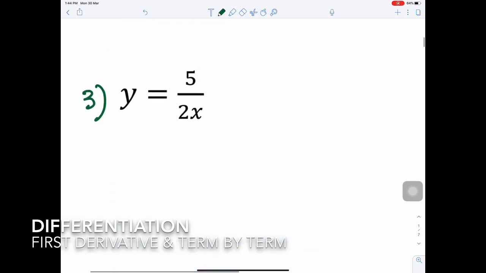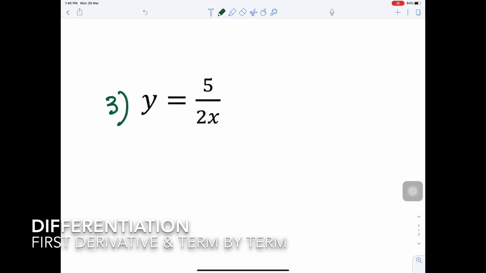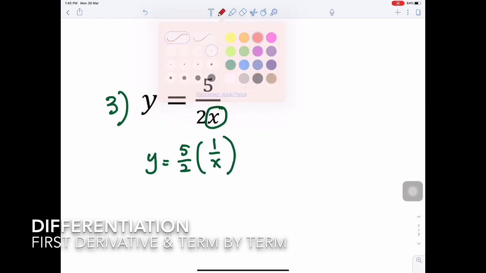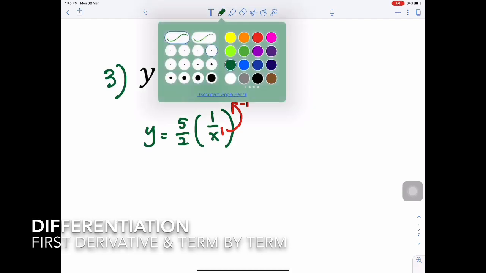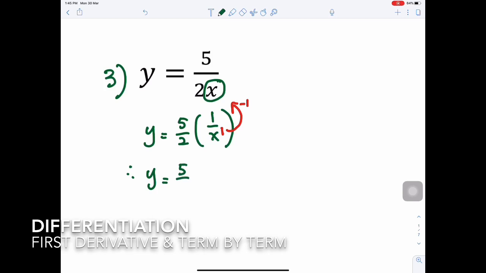The third example. If you get a question like this, you cannot simply differentiate. You must make sure x is not a denominator. So rearrange: y equals 5 over 2 times 1 over x. And then x is actually power of 1. Convert it to a negative index, so you get negative 1. Therefore, y equals 5 over 2 x power of negative 1.